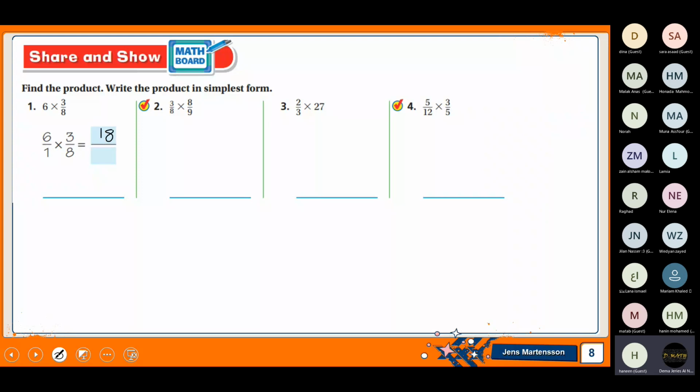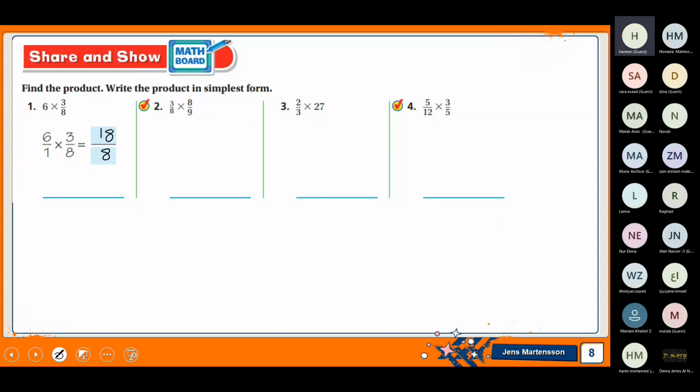And 1 times 8? 8. Thank you. Now here, what do we have? Look at the numerator. Is the numerator greater than the denominator? Yes. So what can we do? Simplify. How do you simplify it or write it as a mixed number? What will you do? Divide 18 over 8.